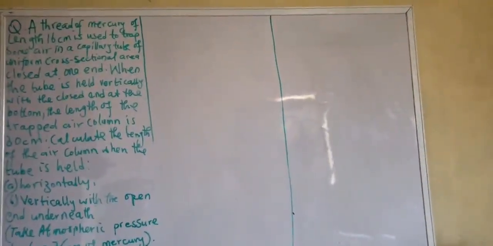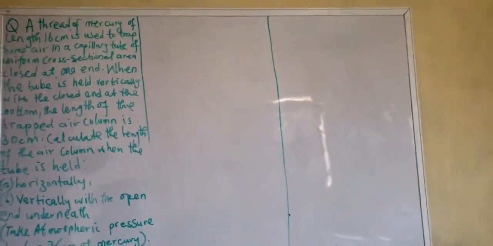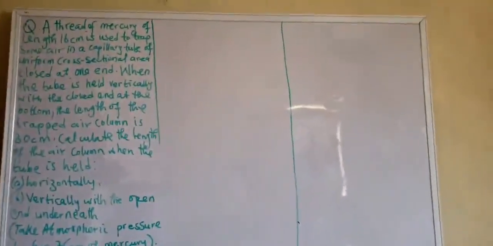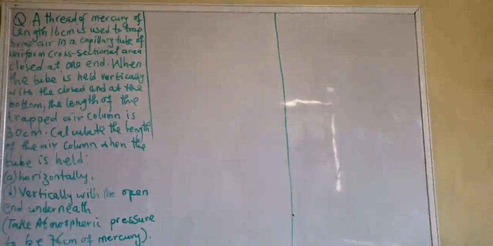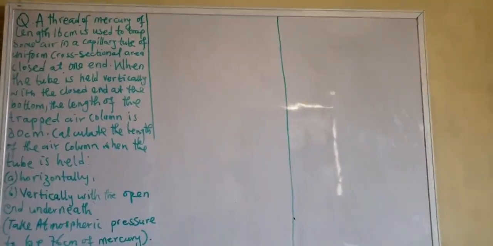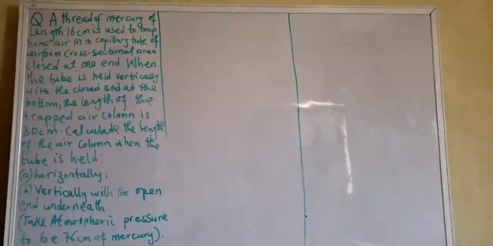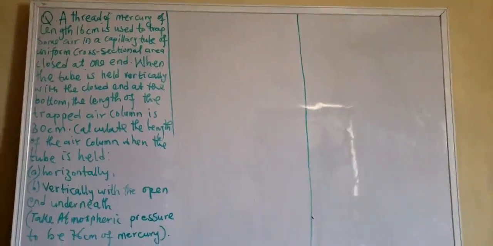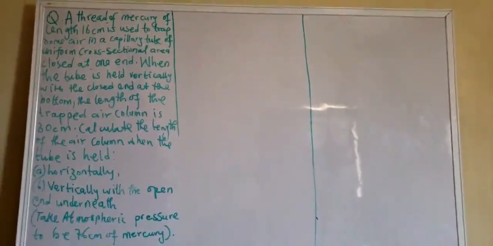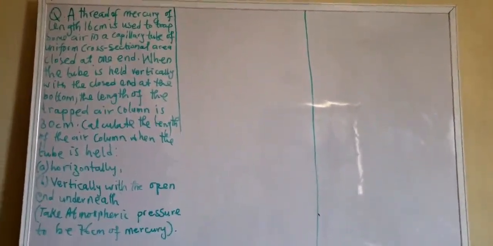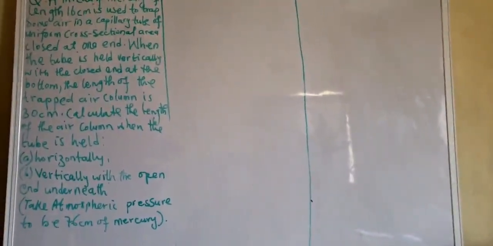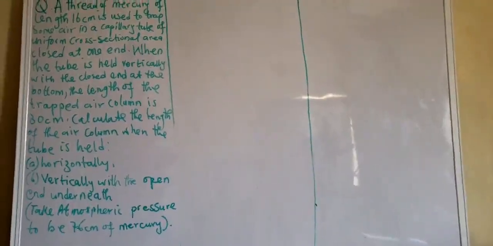Let's solve this particular problem. He said a thread of mercury of length 16 cm is used to trap some air in a capillary tube of uniform cross-sectional area closed at one end. When the tube is held vertically with the closed end at the bottom, the length of the trapped air column is 30 centimeters. Calculate the length of the air column when the tube is held A. horizontally, B. vertically with the open end underneath.